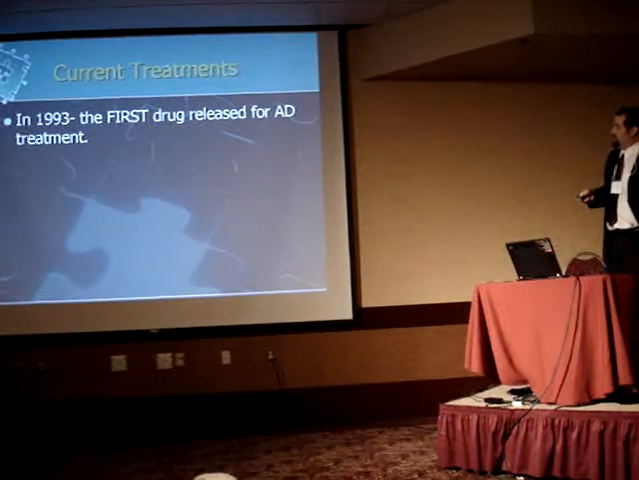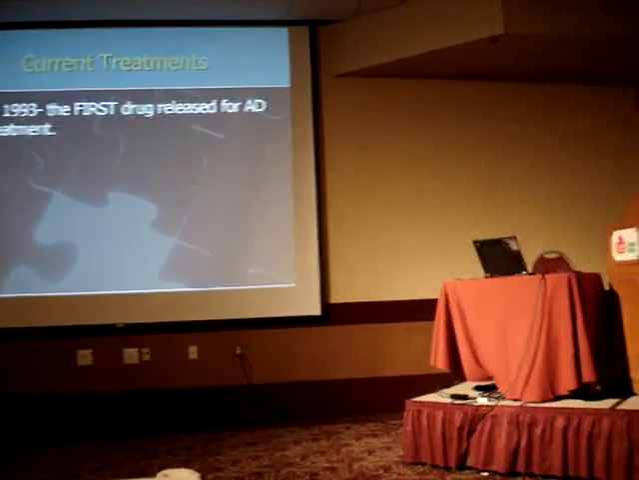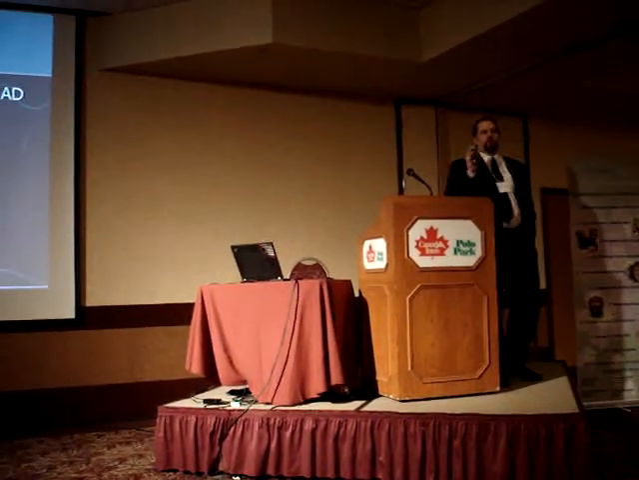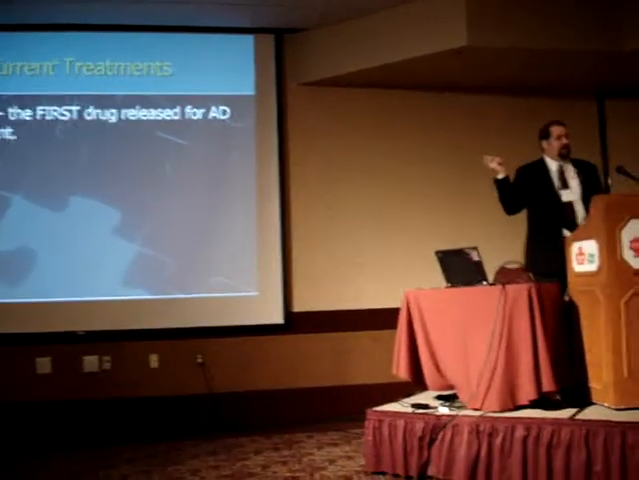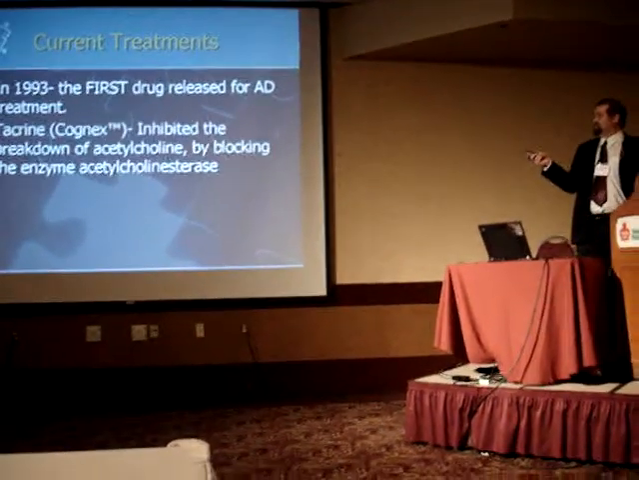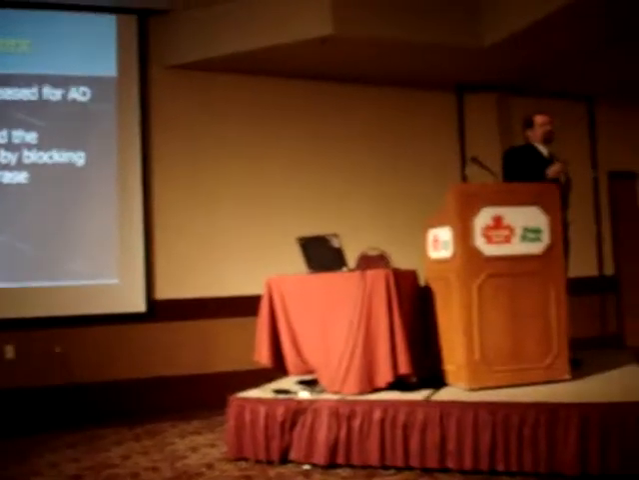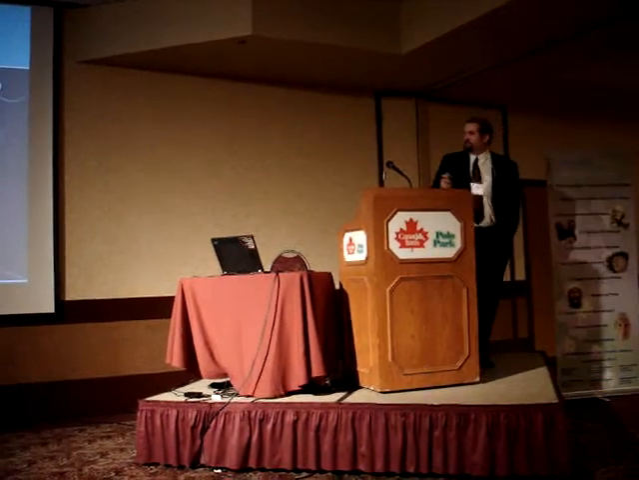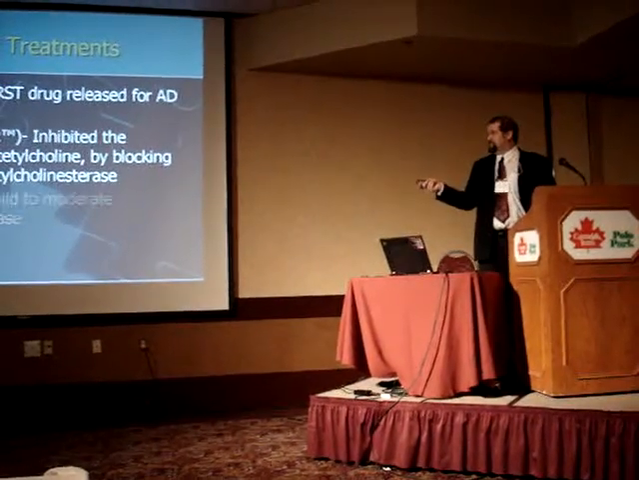I'm going to go through the current treatments. My grandfather was diagnosed with Alzheimer's in 1989, and there was nothing available at the time. I remember asking the doctor, no treatment, no cure, no nothing. 1993, not very long ago, the first treatment ever for Alzheimer's was released, called Cognex, or tacrine. Okay? This is an acetylcholinesterase inhibitor. I'll show you in a picture what that means. Okay? It works by increasing neurotransmitter.